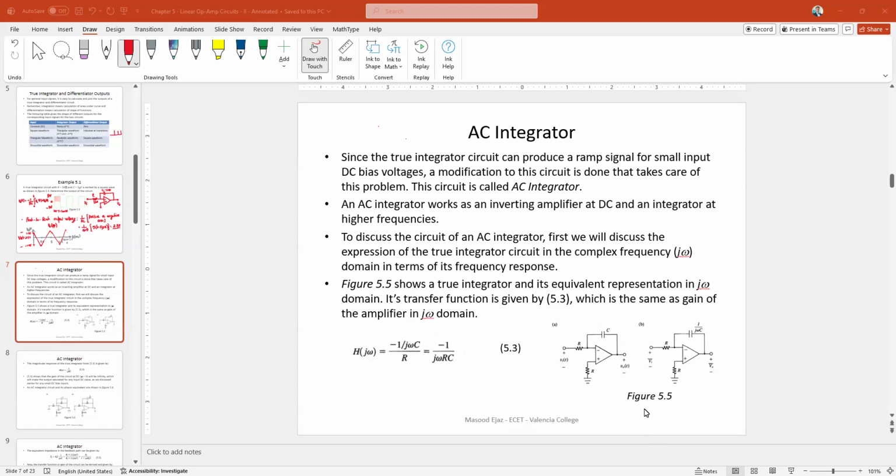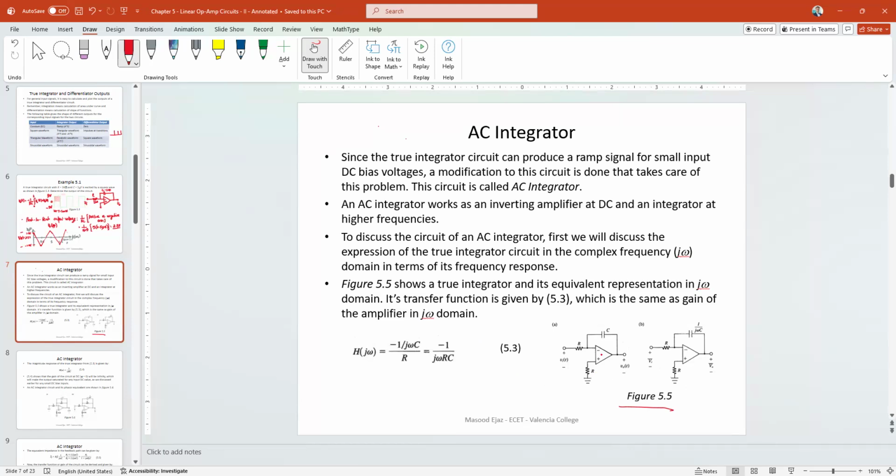As you can see in the circuit in figure 5.5, you have the true integrator, and we're going to modify this true integrator into an AC integrator. Before we do that, we're going to write down the transfer function, that is the output voltage over input voltage, for the true integrator. And then we are going to write down the transfer function of the AC integrator and compare the two, to show that at certain frequencies the AC integrator works as a true integrator, over which the noise is not going to impact the output.